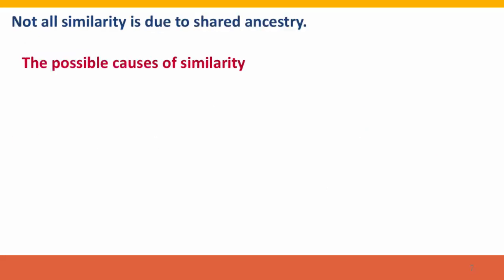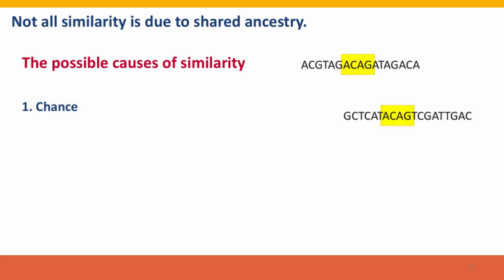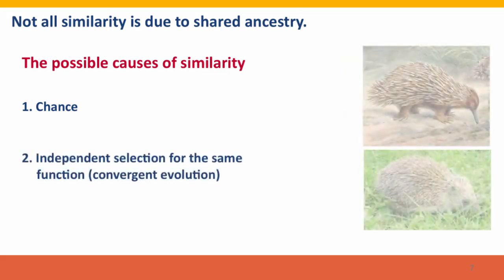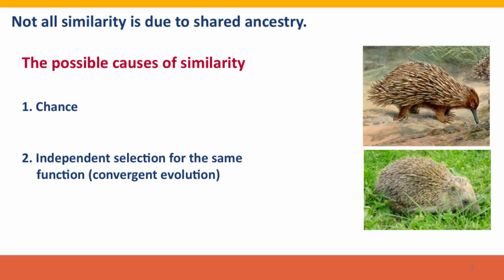Now, not all similarity is due to homology. That's part of why there's this confusion. Similarity can simply be due to chance. This is especially true for relatively simple features. For example, if we're comparing just short segments of two DNA sequences, we'll often find short strings of bases that are the same, simply by chance, with no evolution or ancestry involved. Similarity can also arise on independent features that become similar because natural selection is selecting for the same function.